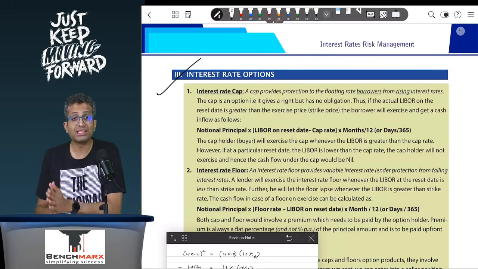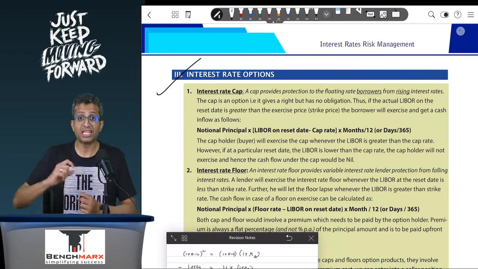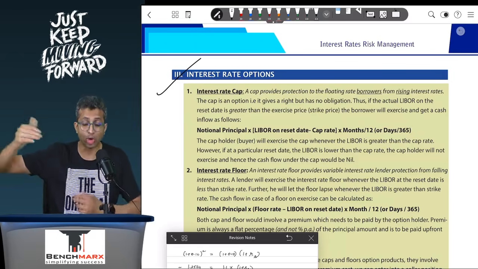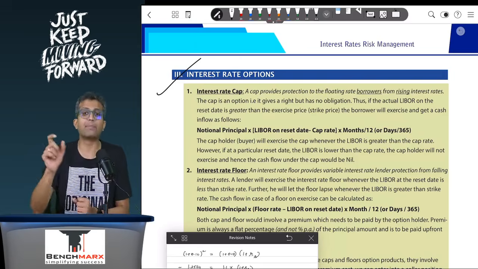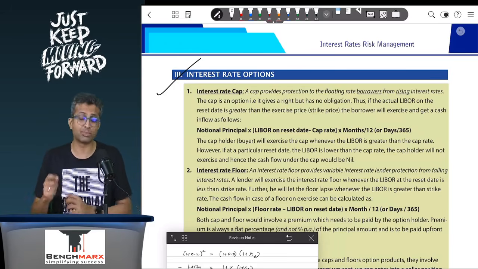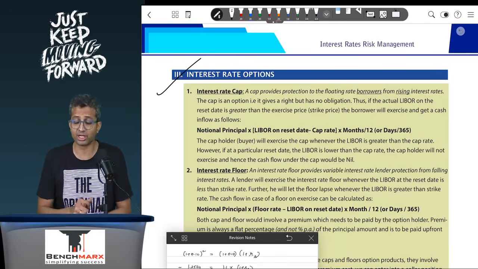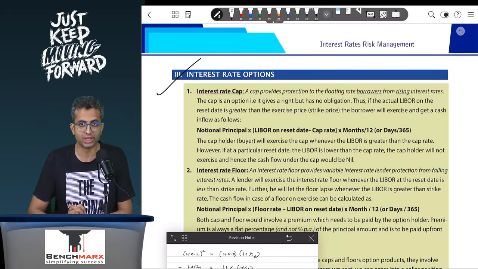So usually when does cap give me a payoff? If I'm a cap holder, it will give me a payoff if the actual floating rate, that is a LIBOR, is greater than the cap exercise price. So if the LIBOR becomes 12% and the cap exercise price is 10%, then 12% minus 10%, that is 2% into whatever is the principal into the number of months divided by 12 will be the payoff that I will get.